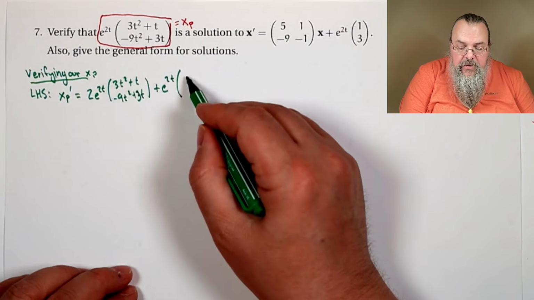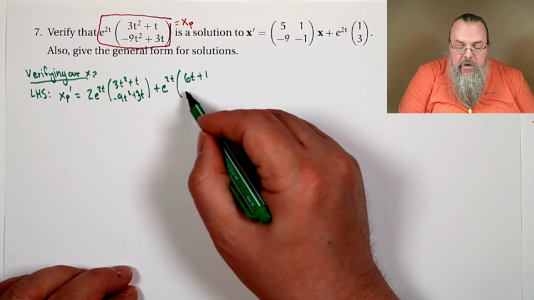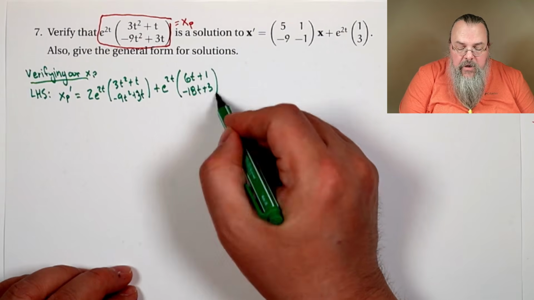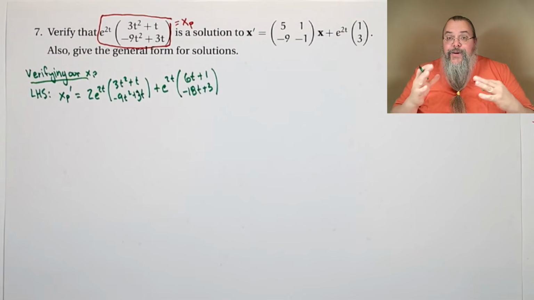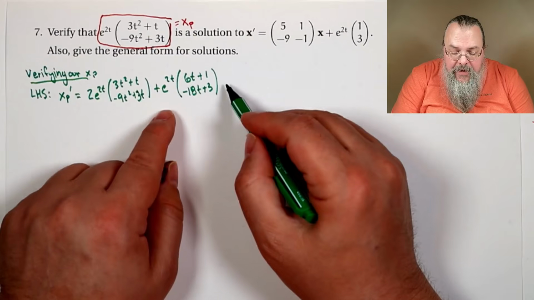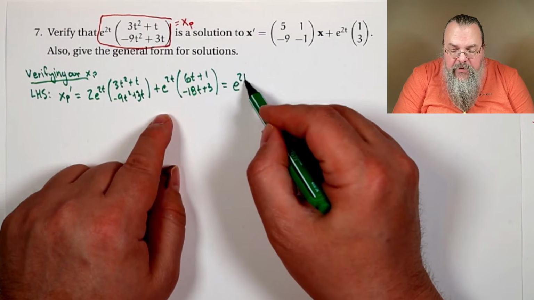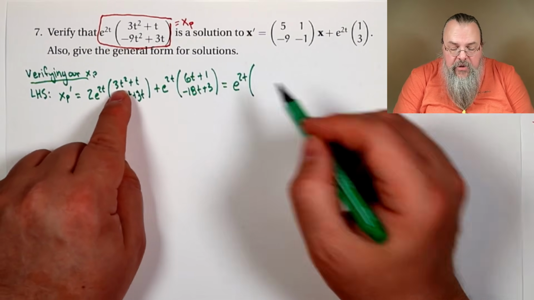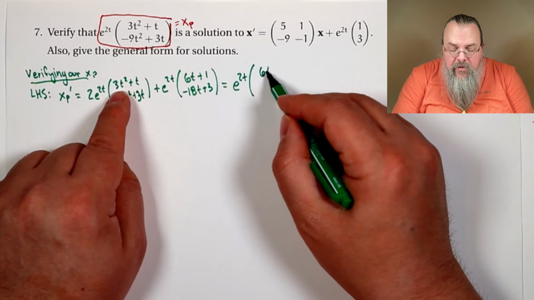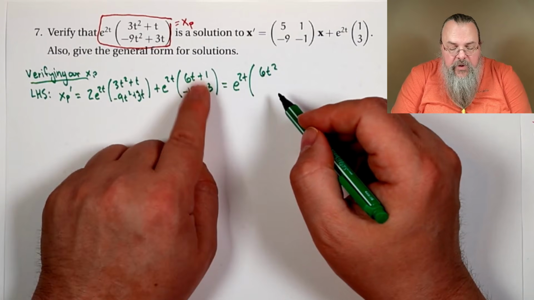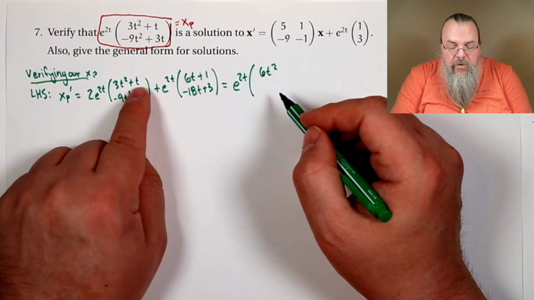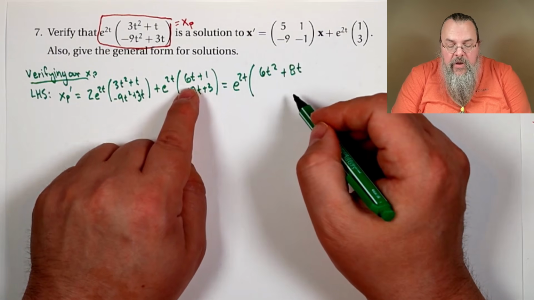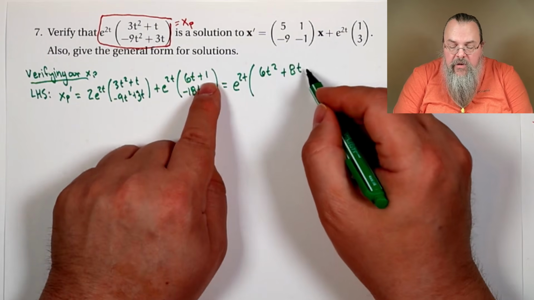All right, take the derivative of each entry. 6t plus 1, minus 18t plus 3. So, all right, great. And for comparison, let's put this together. Everything's going to have an e to the 2t, so I'm just going to pull that out, leave it out in front. Here we have a 2 times a 3t squared. That makes a 6t squared. Notice there's no t squared here. 2 times t makes 2t plus 6t. That makes an 8t. And there's no constant, but here there's a constant, plus 1.